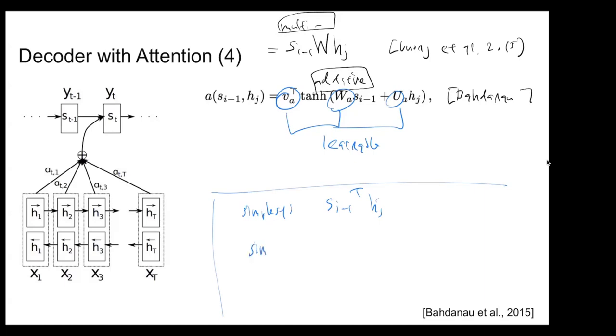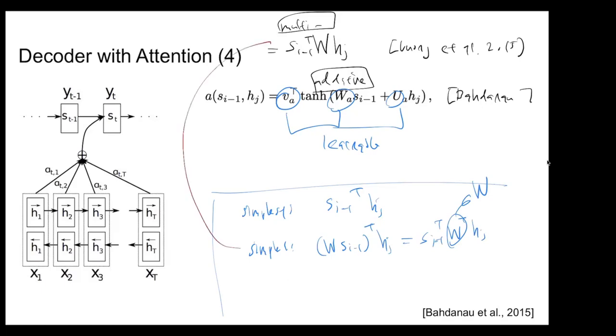So that's why there's this method, which is about S_{i-1} transpose W H_j. To be more exact, you map the decoder space, which is S_{i-1}, to the encoder space with this W, and then do the transpose, and then H_j. What happens if you do this? If you take the transpose out of it, this just becomes S_{i-1} transpose, W transpose, and H_j. And W transpose, because we're learning this, is equivalent to W. And this is my bad, this has to be transpose here. So this is equivalent.